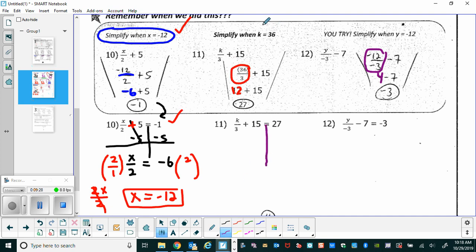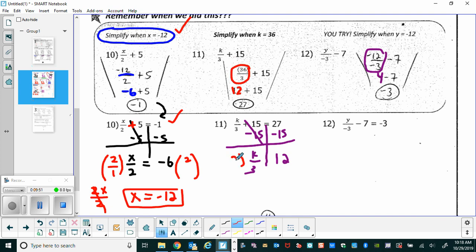We know we're trying to prove that k should be a 36. So first, we have a positive constant, so we're going to subtract to get rid of that. Now the constant is gone, and we're left with a k over 3. On this side, we got 27 minus 15, and that's going to be a 12. And since we have a denominator of 3, we're dividing by 3.